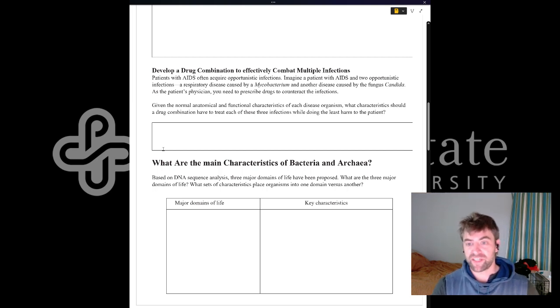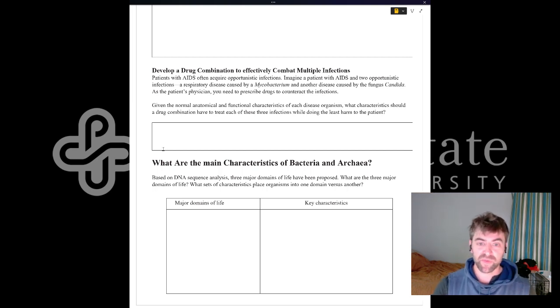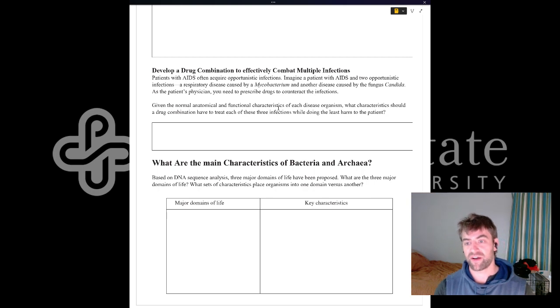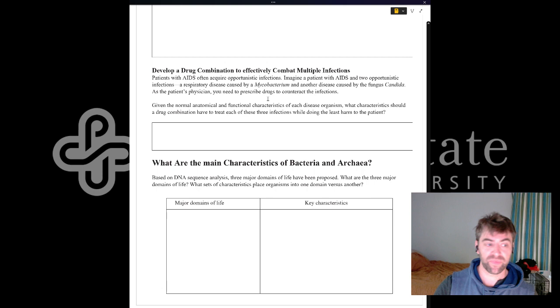Develop a drug combination to effectively combat multiple infections. Patients with AIDS often acquire opportunistic infections. Opportunistic infections are ones that take advantage of the suppressed immune system caused by HIV/AIDS. Imagine a patient with AIDS and two opportunistic infections, a respiratory disease caused by mycobacterium and another disease caused by the fungus Candida. As the patient's physician, you need to prescribe drugs to counteract the infections. Given the normal anatomical and functional characteristics of each disease organism, what characteristics should a drug combination have to treat each of these three infections while doing the least harm to the patient?